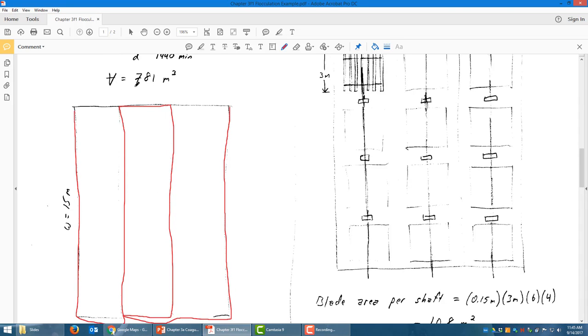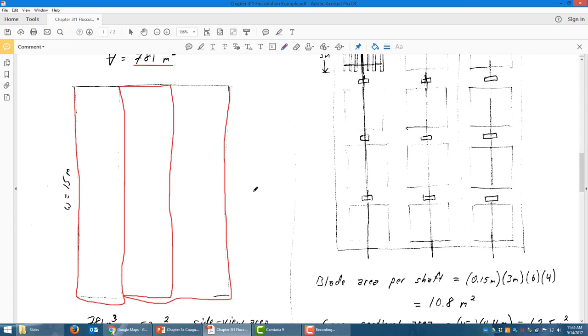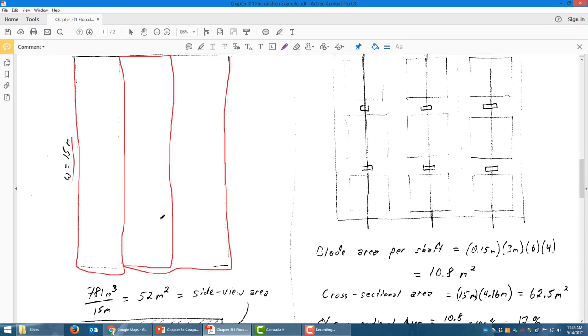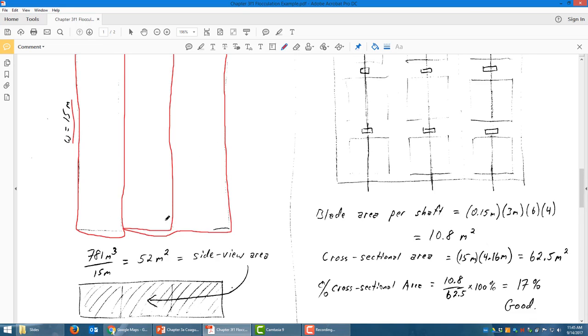So if the total volume is this 781 meters cubed, and we were told in the problem statement again that the width is going to be 15 meters, then what that means is 781 divided by 15 is going to give us our side view area. So this total area right here must be 52 meters squared.